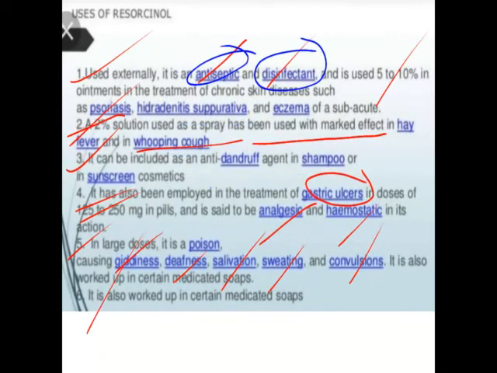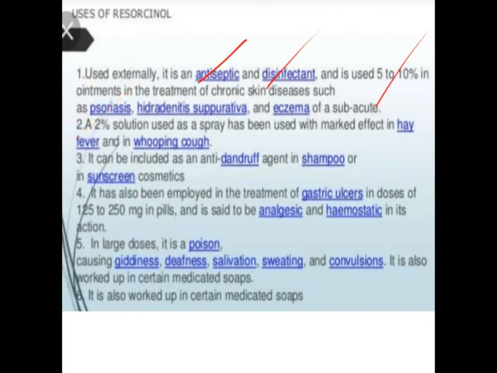Then uses. As an external agent, it can be used as an antiseptic as well as a disinfectant. Generally a 5 to 10% solution of resorcinol is used for the treatment of skin diseases.